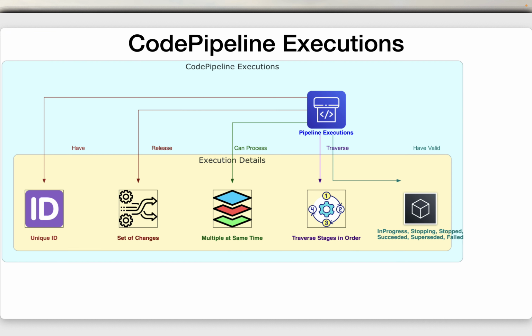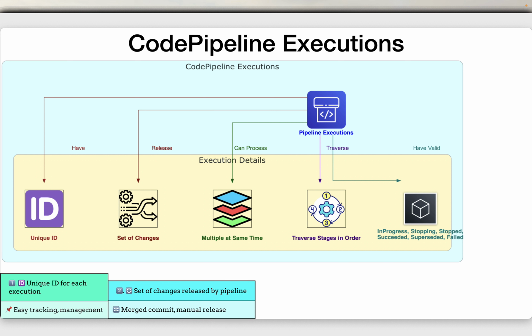So now let's understand what is CodePipeline executions. Each pipeline execution in AWS CodePipeline is unique and has its own identifier, which allows for easy tracking and management. An execution corresponds to a set of changes, such as a merged commit or a manual release of the latest commit, which are released by the pipeline. Two executions can release the same set of changes at different times, providing flexibility in the release process.